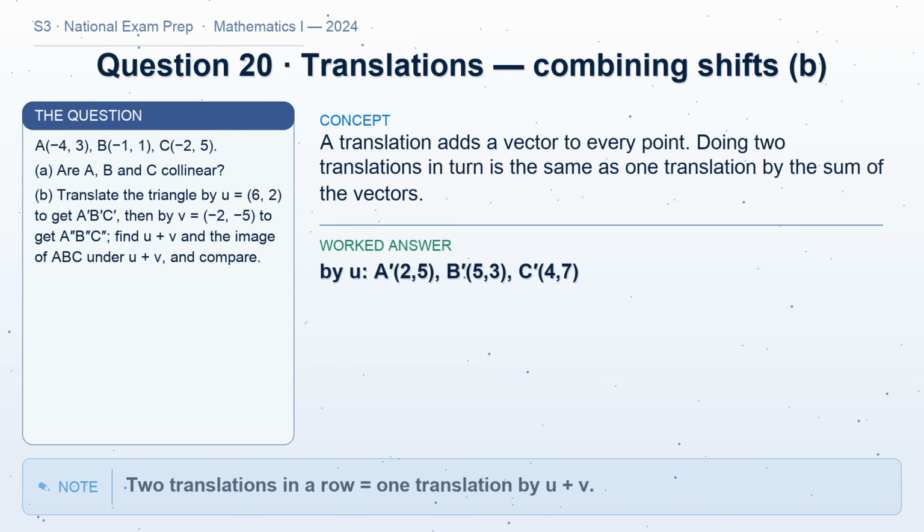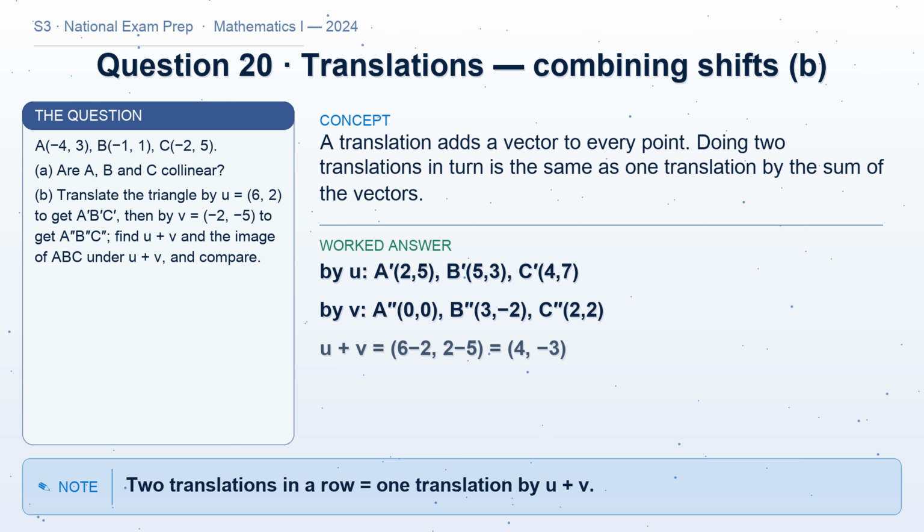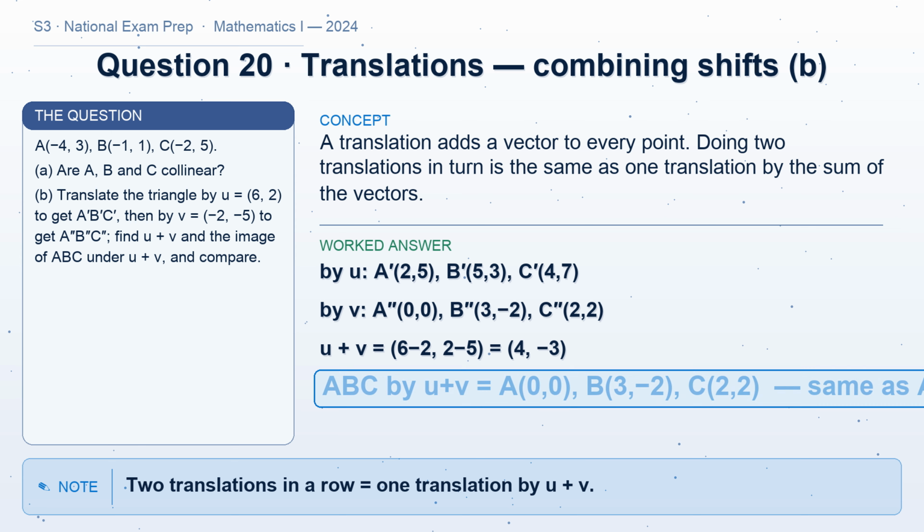Applying U, A moves to 2, 5, B to 5, 3, and C to 4, 7. Applying V to those, A double prime is 0, 0, B double prime is 3, -2, and C double prime is 2, 2. Now U plus V is 6 minus 2 and 2 minus 5, that is 4, minus 3. Translating the original triangle by 4, -3 gives exactly 0, 0, 3, -2, and 2, 2, the same points, showing two translations combine into one by the sum vector.